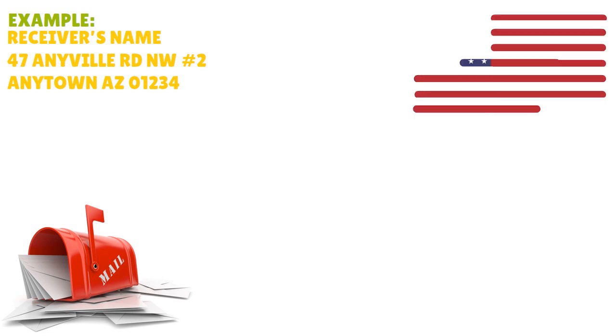Let me give you an example here. I want you to look on the screen here. Here's an example. The receiver's name on the first line, the address on the second line, and on the third line you have the city, state, and zip. And if shipping or mailing from overseas, you want to add a final line for United States or USA.